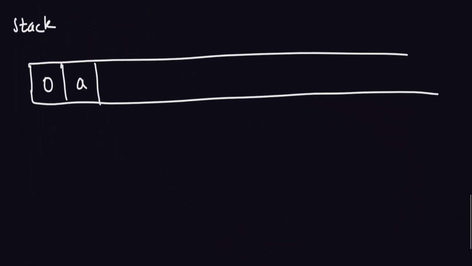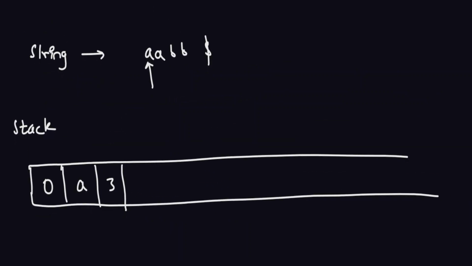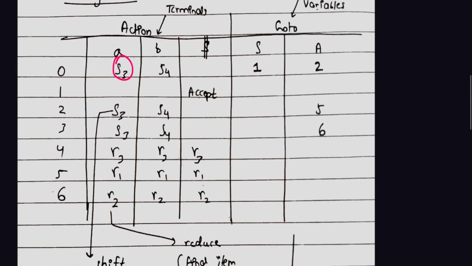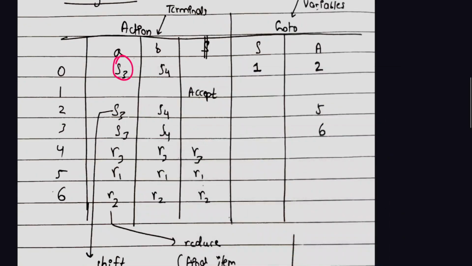In shift 3, first we'll have to push the state 3, and we are going to move our pointer to the next string. This next string will also be pushed into the stack. Now we'll check what happens to A when it is at level 3.